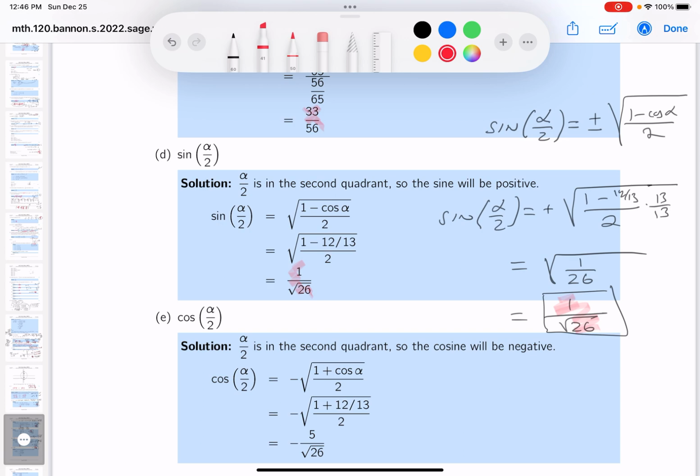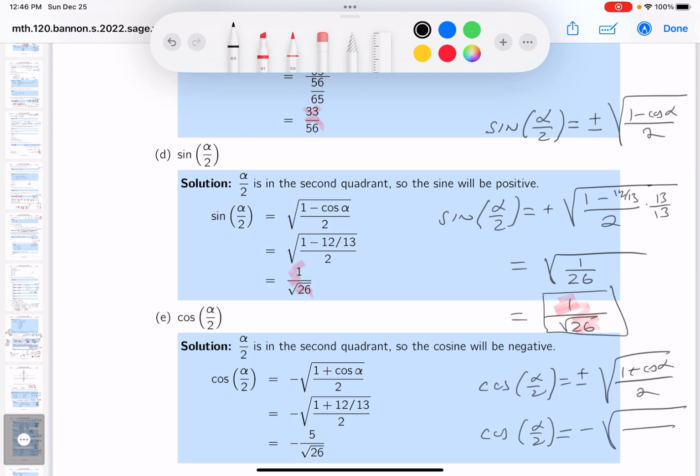Okay, let's do the cosine of alpha over 2. And again, this is trouble. The main trouble is because the cosine of alpha over 2 could be plus or minus the root of 1 plus cosine of alpha over 2. Let's take a look at it again. We know that alpha over 2 is in the second quadrant. We just did it. So we know the cosine is going to be a negative number. It's going to be equal to minus the root of 1 plus the cosine of alpha. And we just looked that up before. It's 12/13.